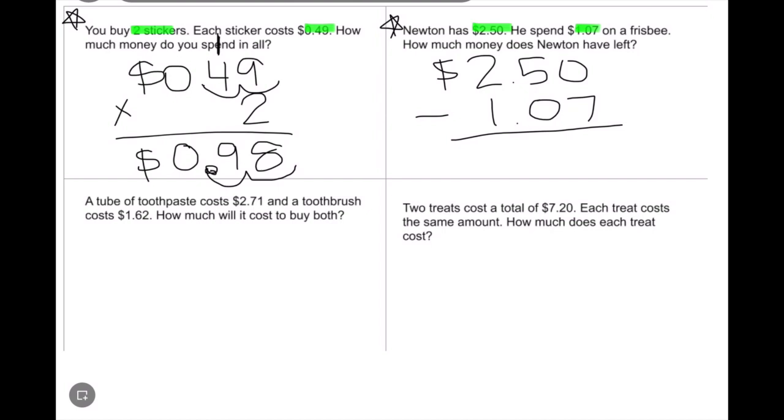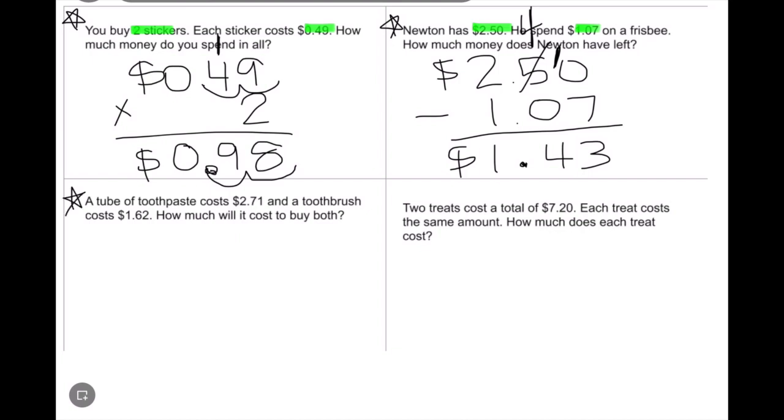And now we can start with the computation. So 0 minus 7 we can't do, we need to borrow. So that will turn into a 4, and the 0 will turn into a 10. 10 minus 7 is 3. 4 minus 0 is 4. Go ahead and bring your decimal point down. 2 minus 1 is 1. So he has $1.43 left to spend.